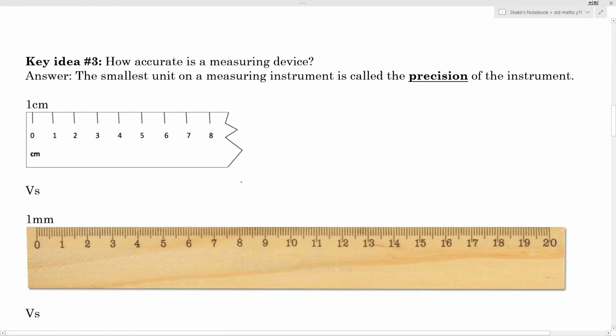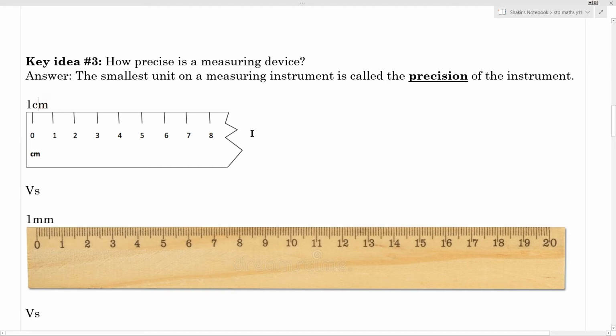So how accurate is a measuring device? The smallest unit on a measuring instrument is called the precision of the instrument. Now, you know what, I'm going to change this word, because accuracy and precision are actually slightly different words, so I don't want to mislead you. So if the question is how precise is a measuring device, then the answer is the smallest unit on a measuring instrument is called the precision of that instrument.